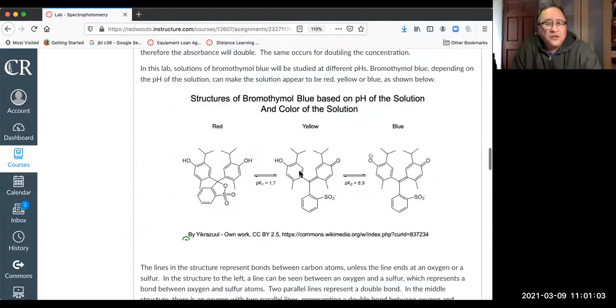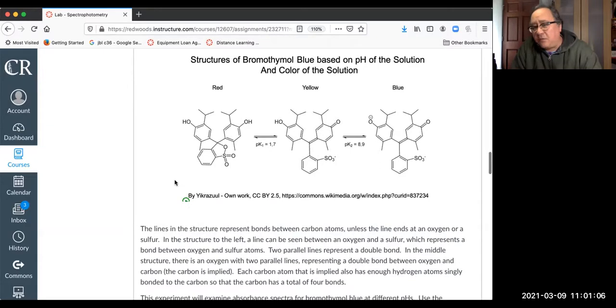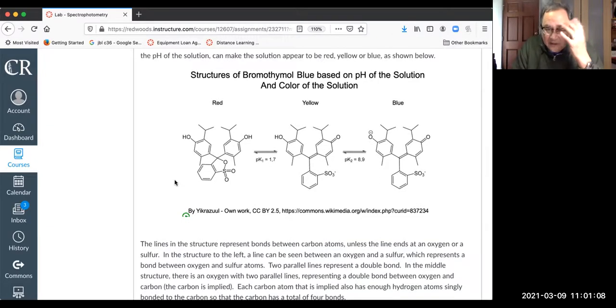All right. So we're going to be working with a solution called bromothymol blue. What's really interesting about this is it's a pH indicator, and it changes color with the pH.